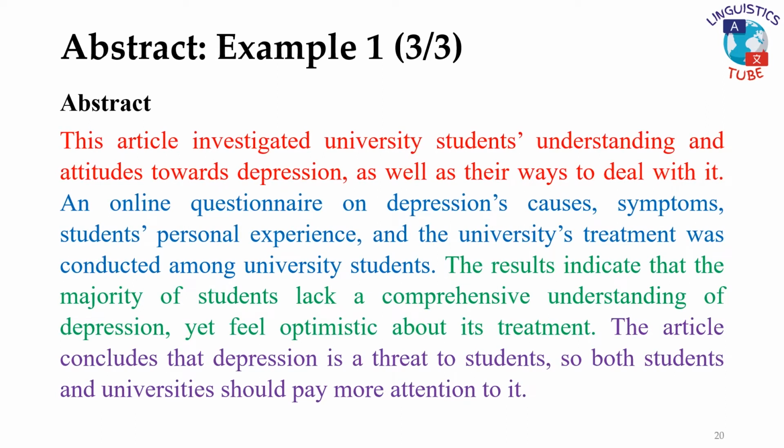I have highlighted the 4 sections here. The first states the purpose of the study. The second explains how the data was collected. The third presents the most important results. And the fourth states an overall conclusion along with a recommendation. Let's now have a look at an abstract from another article.